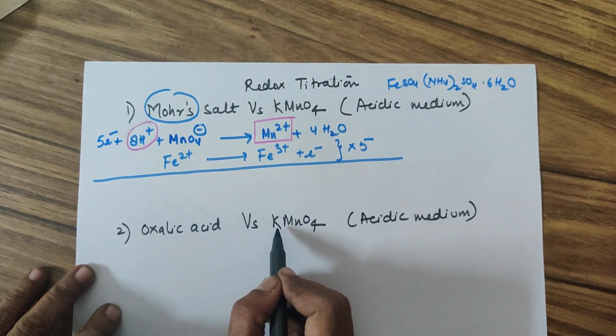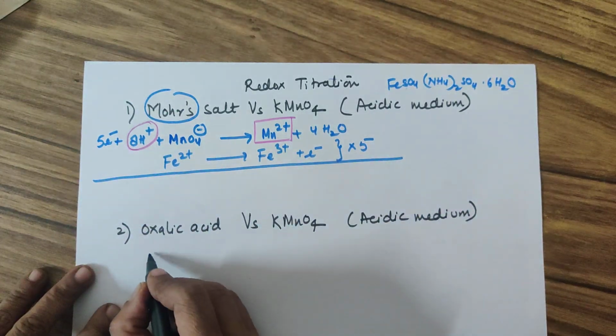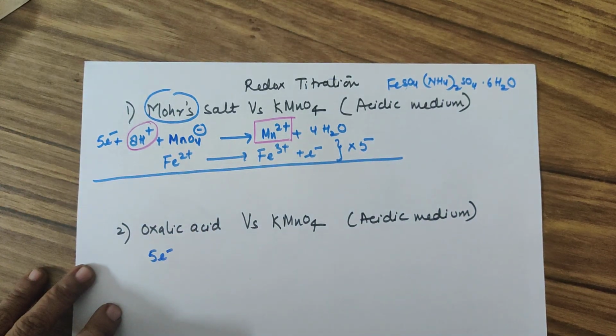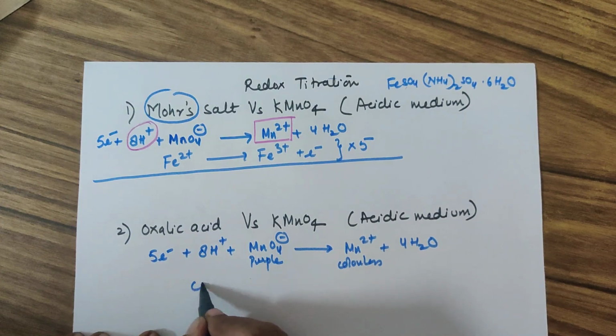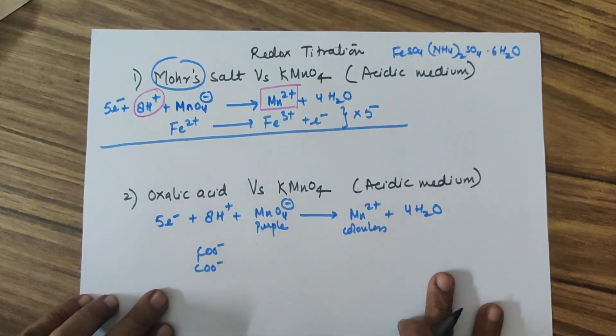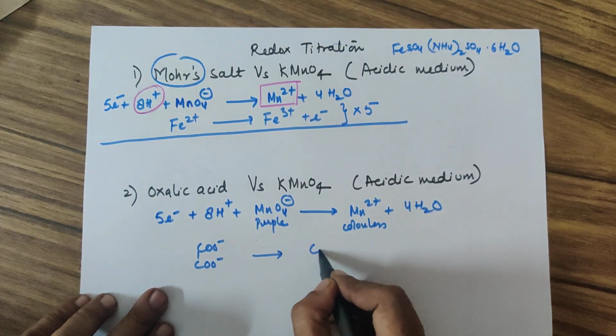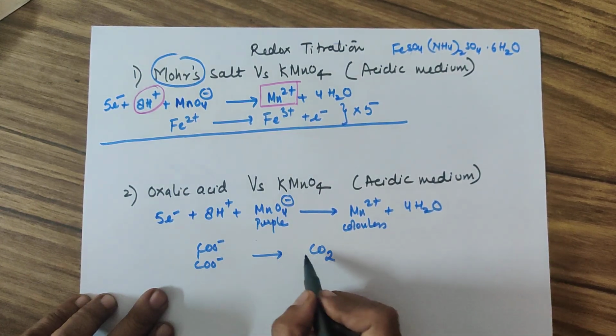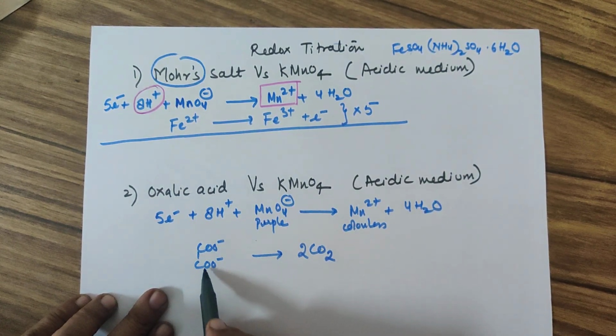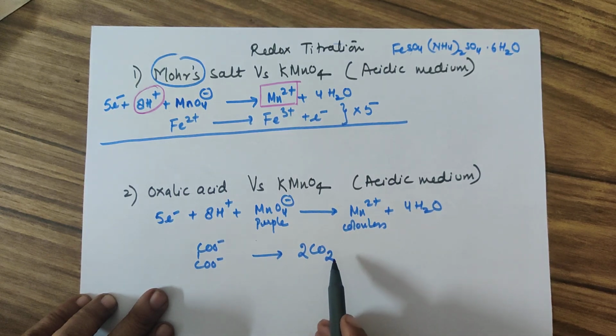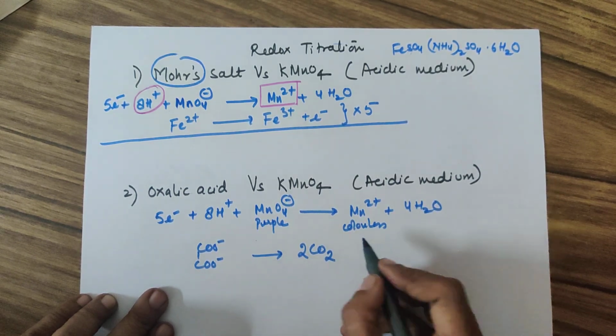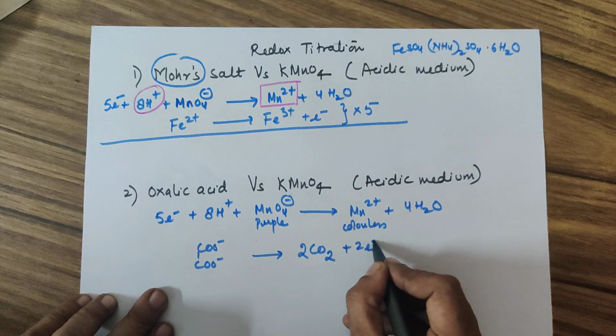Second titration is oxalic acid versus KMnO4. In oxalic acid versus KMnO4, the first equation remains as it is. The second equation has your oxalate ions from the oxalic acid. These oxalate ions transform into CO2. So first we balance carbon, multiply by two. Oxygen 4, here it is already balanced. Hydrogen is not there. To balance the charge you require 2 electrons here.